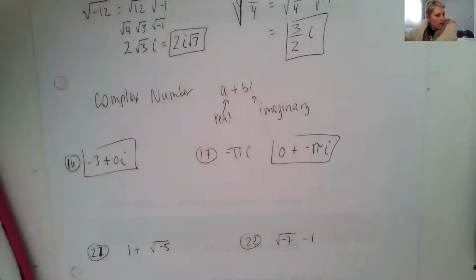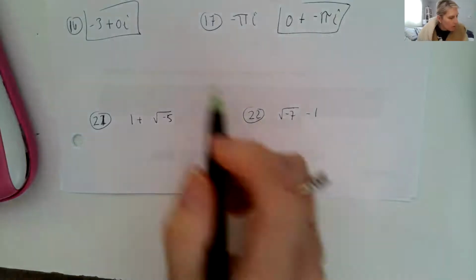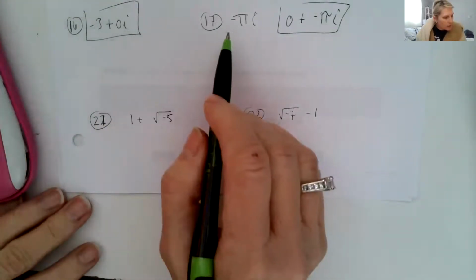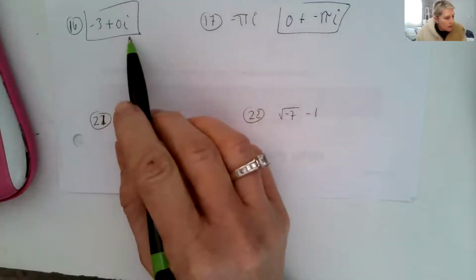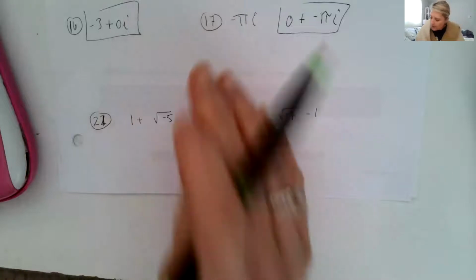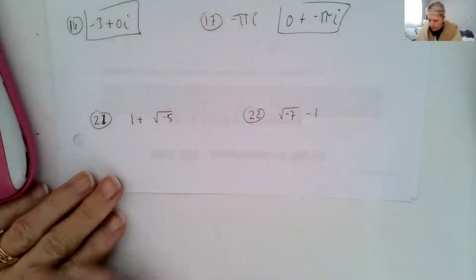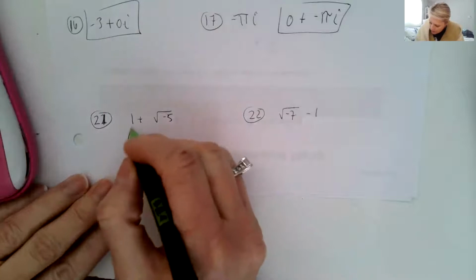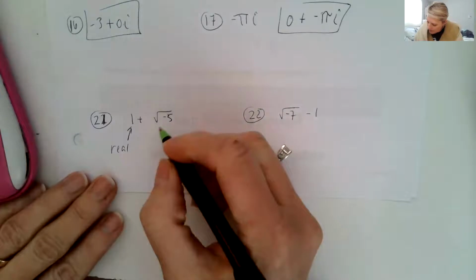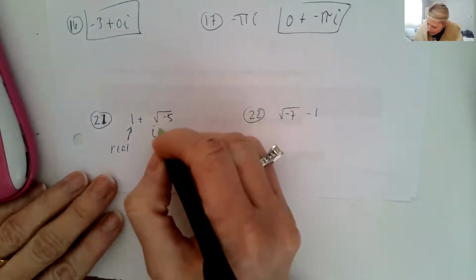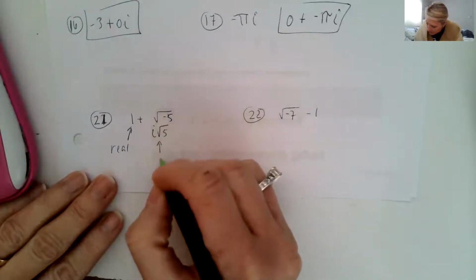Now 21. Well, 16 and 17, they wanted us to write the complex. Yeah, sorry, that's what we wanted. So 21 and 22, we're going to do the same thing. The 1 is the real part, and then the square root of -5 is going to be written as i times the square root of 5, and that's the imaginary part.